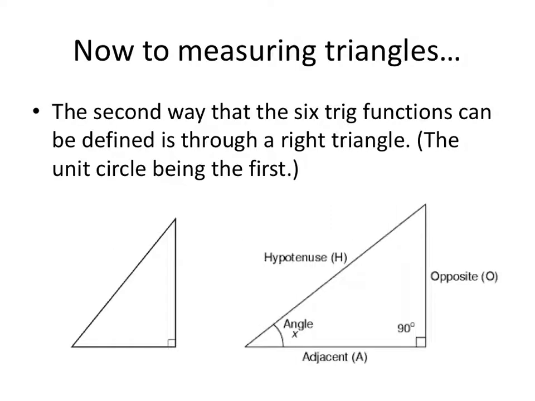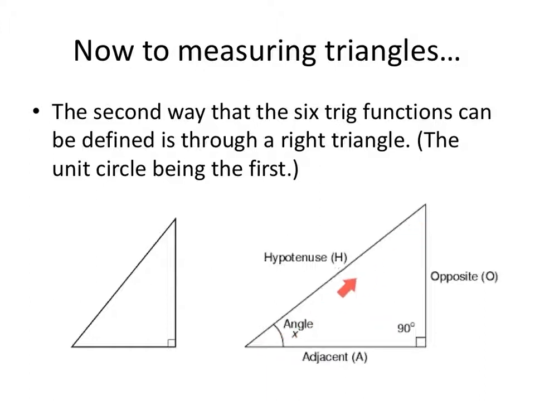So, finally we get to measure some triangles instead of just talking about angles. And the second way that the six trig functions can be defined is through a right triangle. The first one being the unit circle, which is very valuable. A right triangle is a triangle with a right angle, a 90-degree angle. So a 90-degree angle, across from that is the hypotenuse.